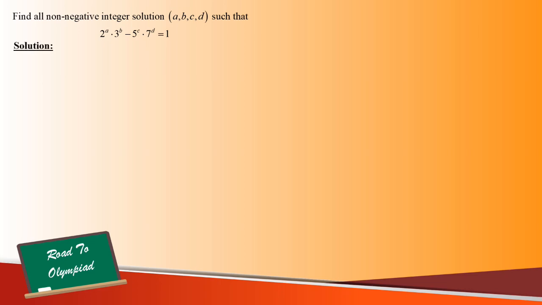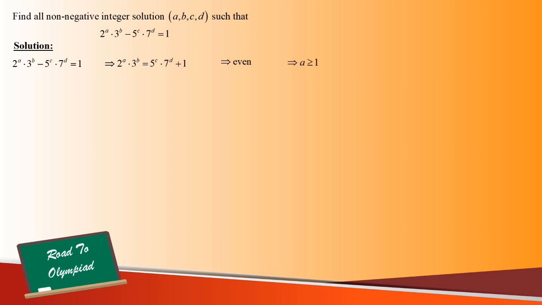To solve this problem, we start by noticing that there is only one even number in the equation, which is 2. So, by rearranging the equation into 2^a times 3^b is equal to 5^c times 7^d plus 1, we notice that the right hand side is the sum of two odd numbers, and thus it must be even. This implies that a must be at least 1.